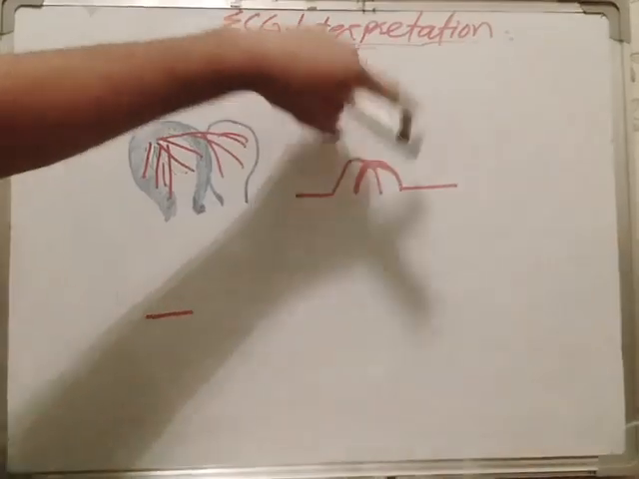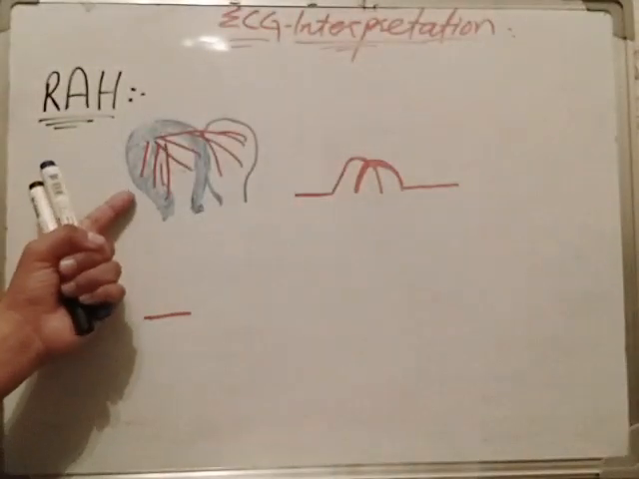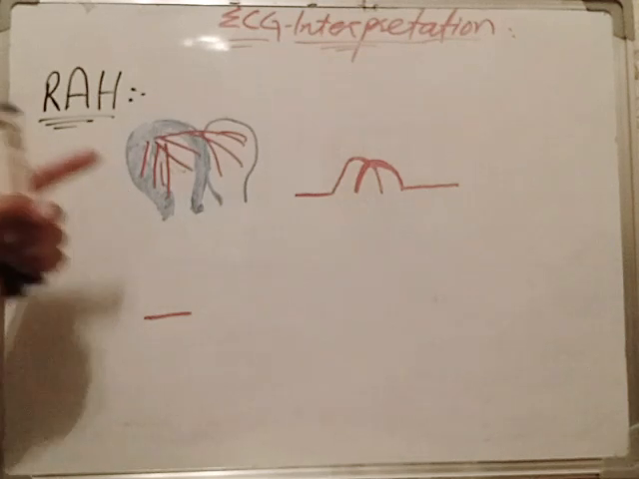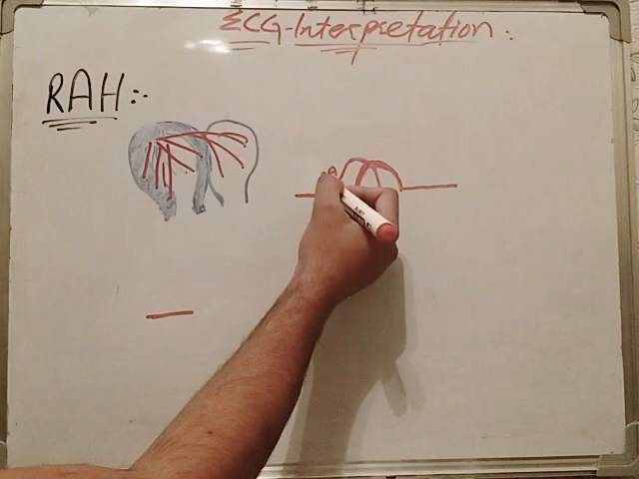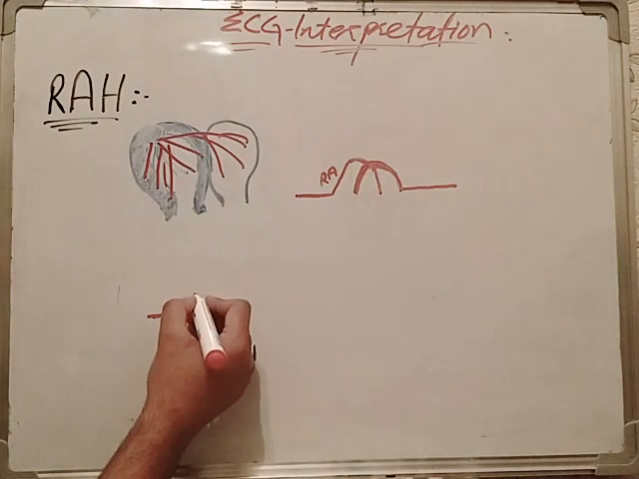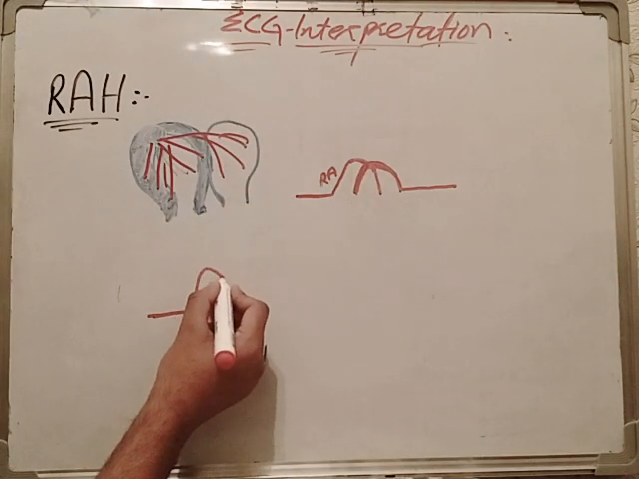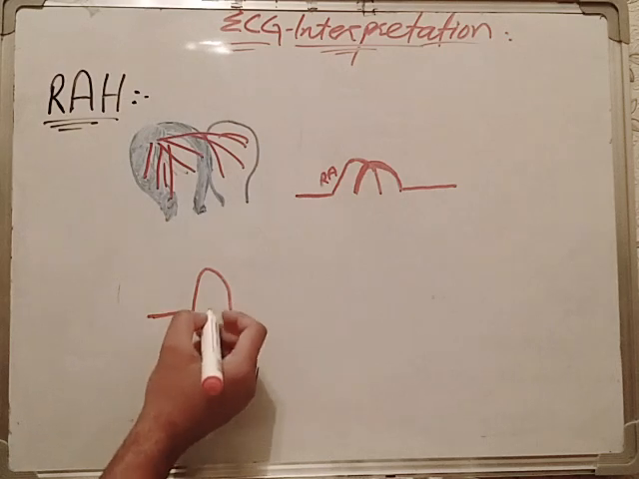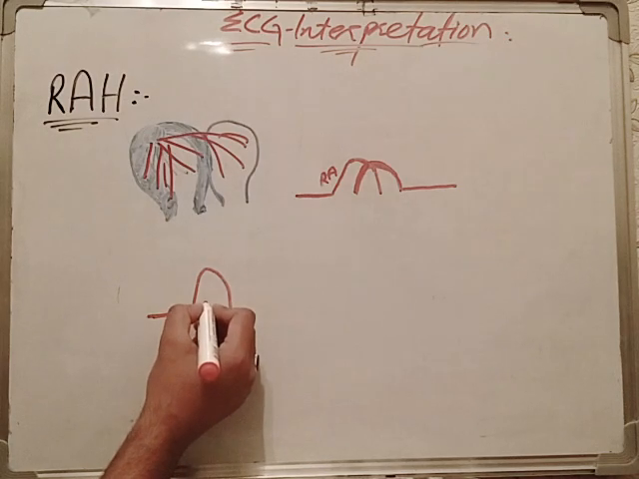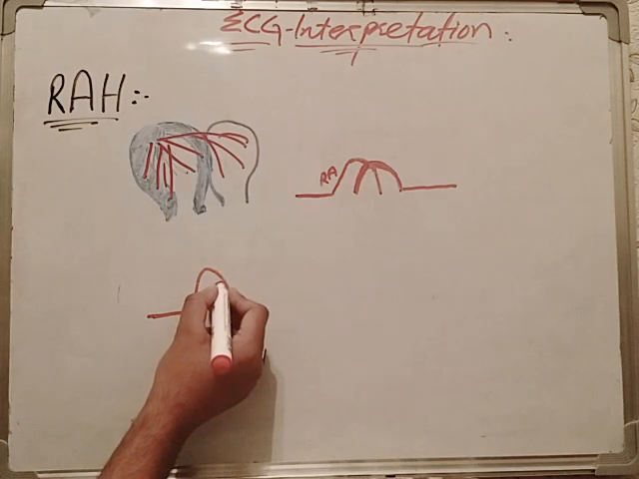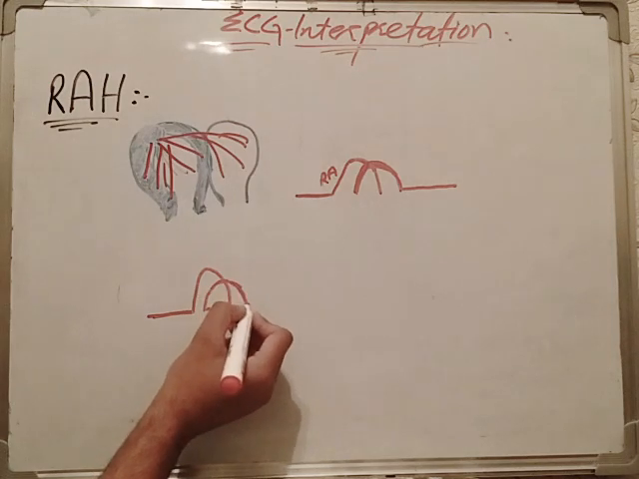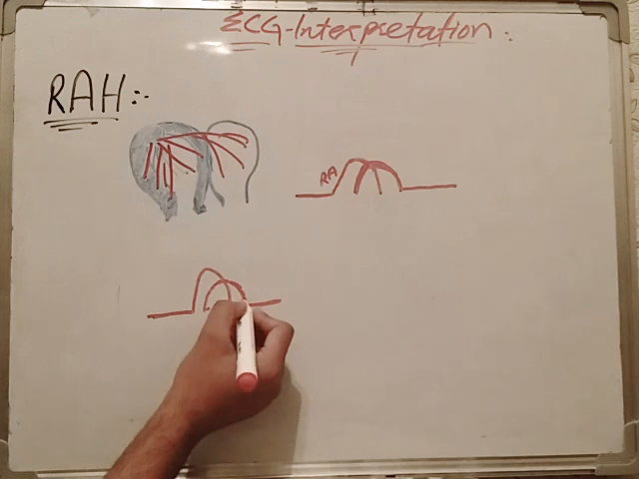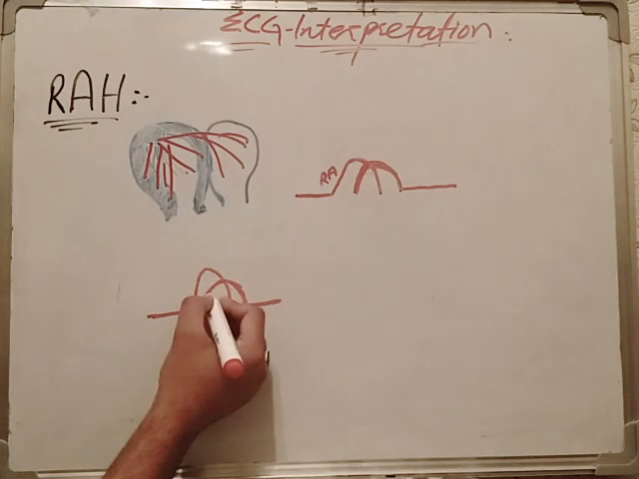This is the P wave. So in case of right atrial hypertrophy, this wave, which is representing the right atrium, will increase in its amplitude, somewhat like this. But the left atrium remains the same. It will not change. It will keep the same position.